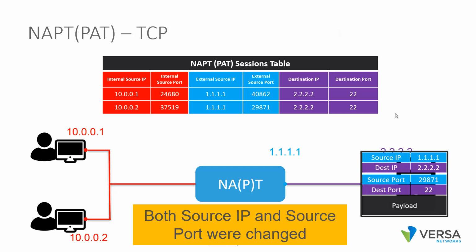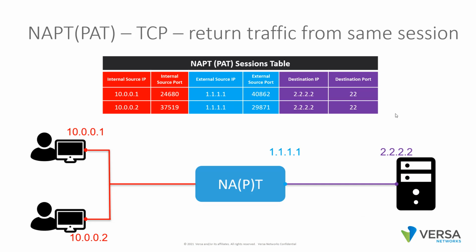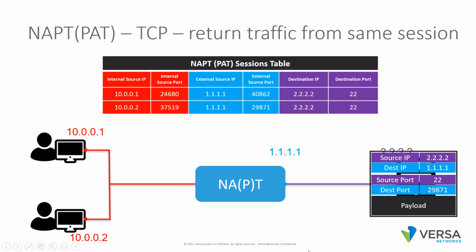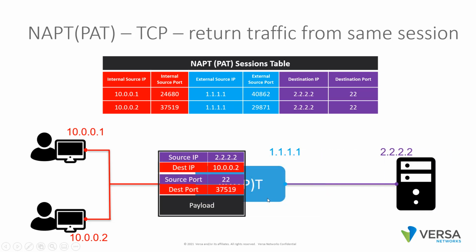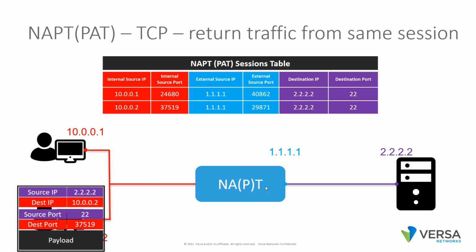Now let's review how the return traffic works. How does the NAT device know to which device on the internal network with the TCP connection to send the traffic? Let's imagine that we receive a connection from the device 2.2.2.2 to the IP address 1.1.1.1, in this case from source port 22 to port 29871. In this case, the system knows that this should be translated to the 10.0.0.2 device because of the source port from which the connection was originated on the network address port translation device. So it will know where to send it properly.